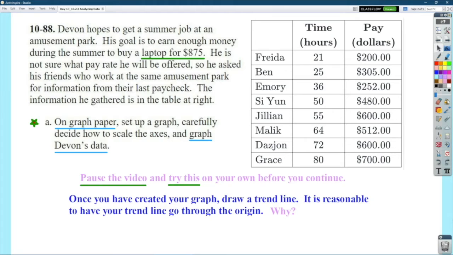So I want you to pause the video and try this on your own before you continue. Once you have created your graph, you're going to be drawing a trend line. You can do it now or later, but I want you to think about, is it reasonable to have your trend line go through the origin and why?